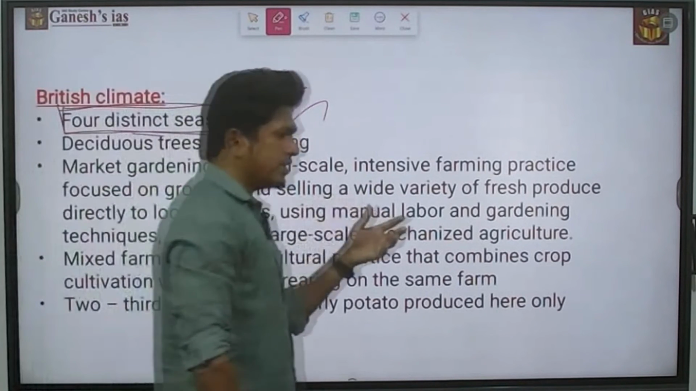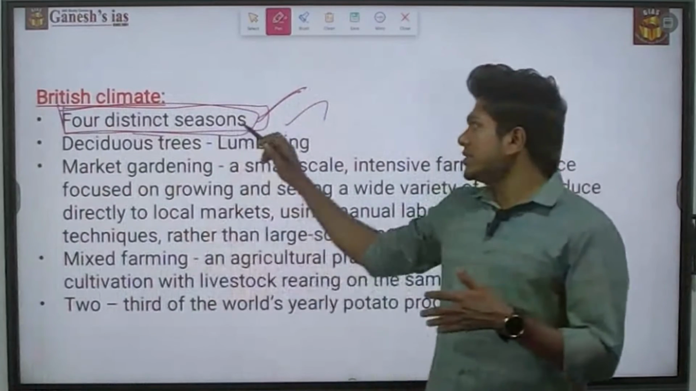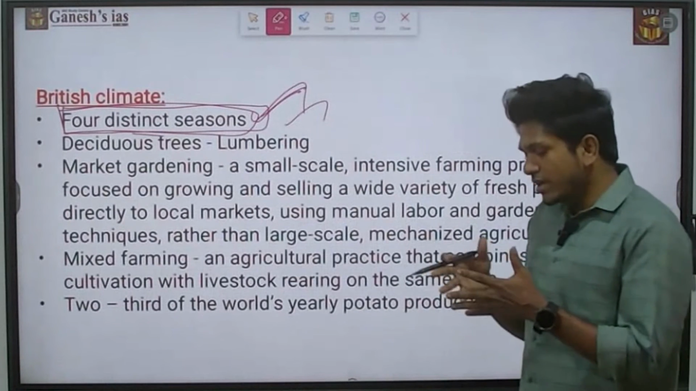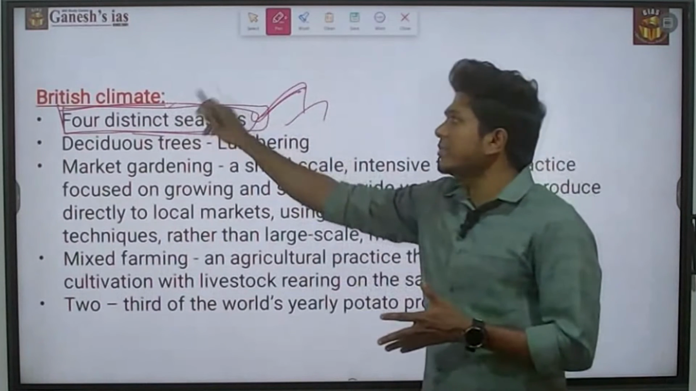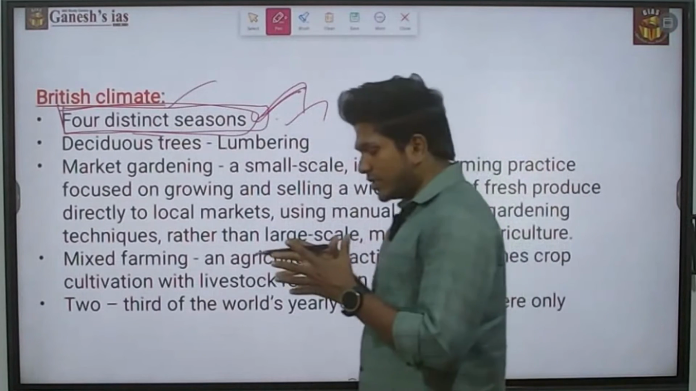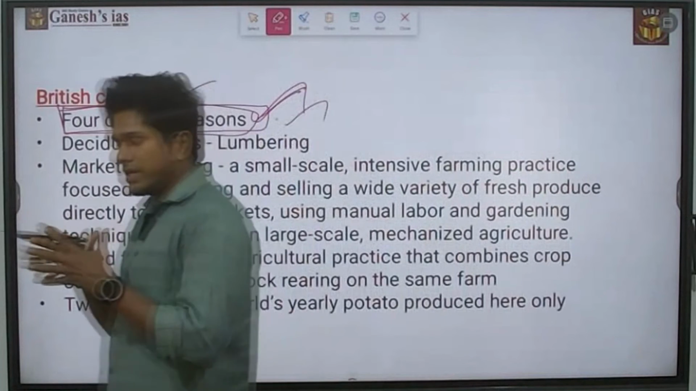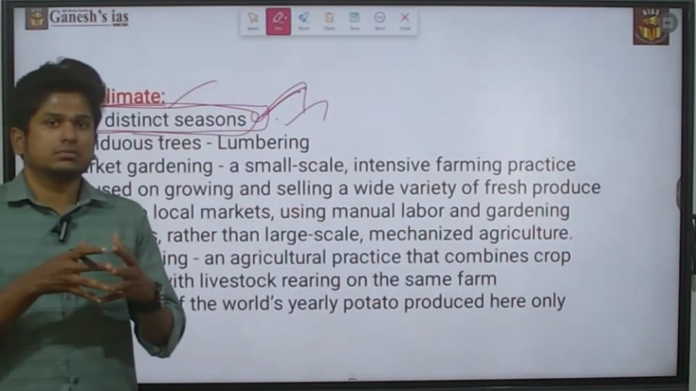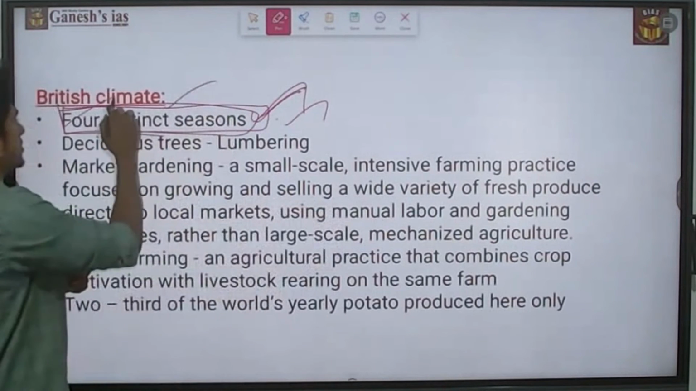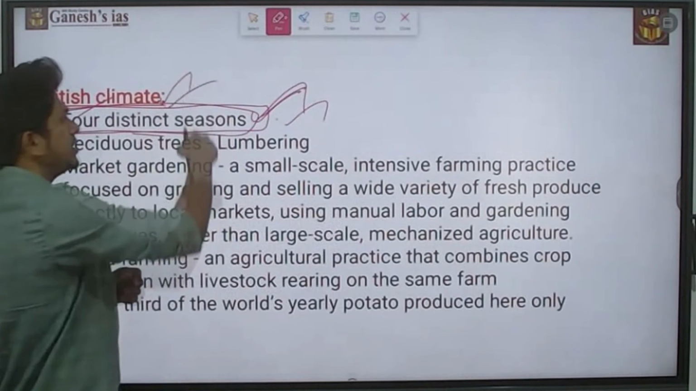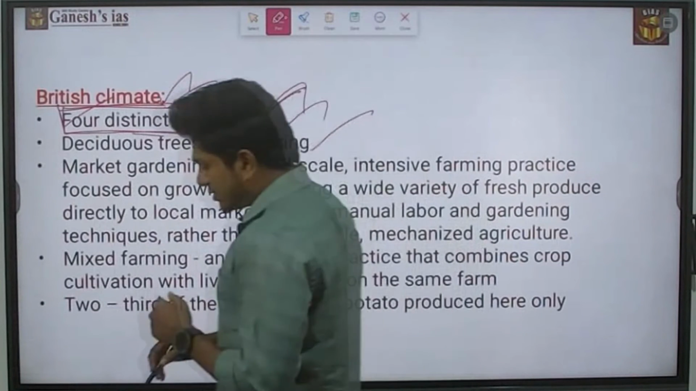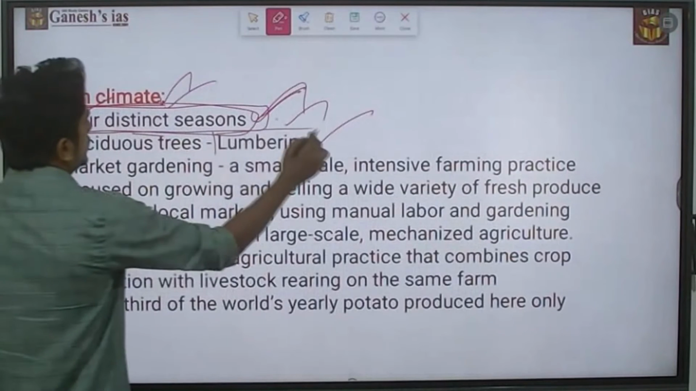You can connect it with history also. The British were able to colonize India, and why they were able to colonize India is because of this climatic factor. Due to that, they had more stress-free days, so they were easily able to think a lot. And the industrial revolution actually happened in Britain, the UK. It was also helped by this British climate. Next, there is deciduous forest, which is used for lumbering.